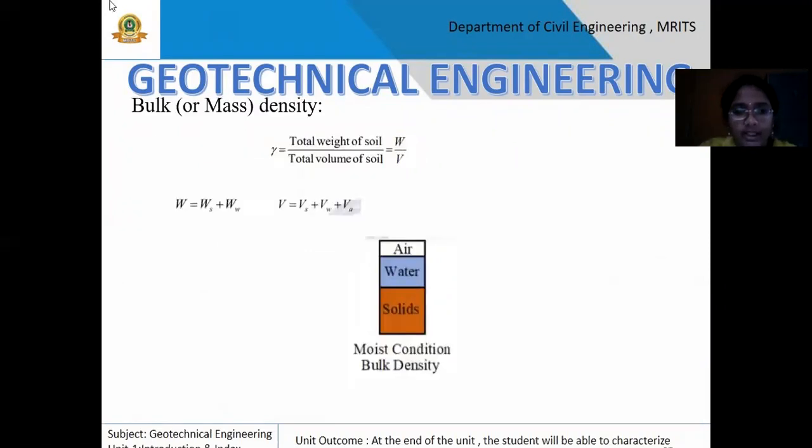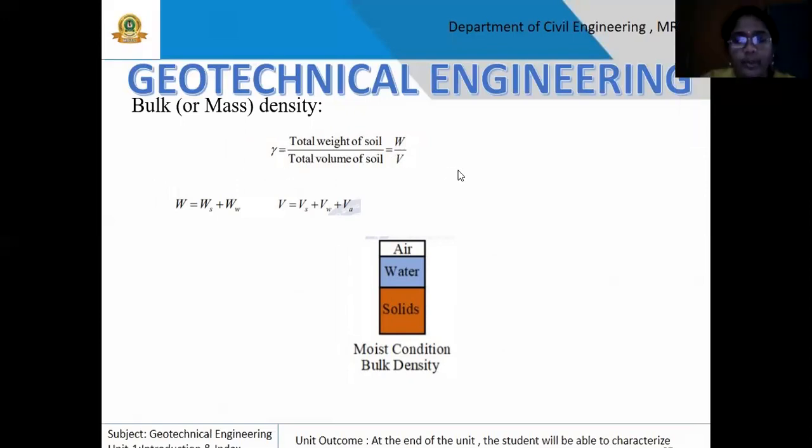So next one is bulk density or mass density denoted by gamma. It is equal to total weight of soil by total volume. You know that density is equal to weight by volume. The same thing is given by W by V, and weight W is nothing but weight of solids plus weight of water, and V is nothing but volume. So it is volume of solids plus volume of water plus volume of air.